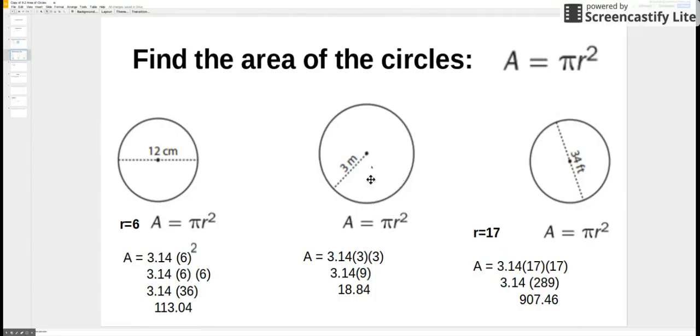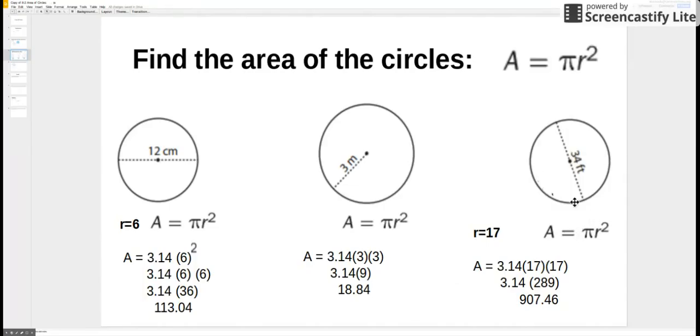Let's look at this next example. Area equals pi r squared again. This is our radius right here, 3. So it's pi, 3.14, times 3 squared, or you could think of it as 3.14 times 3 times 3. 3 times 3 gets you 9, times 3.14 gets you 18.84.